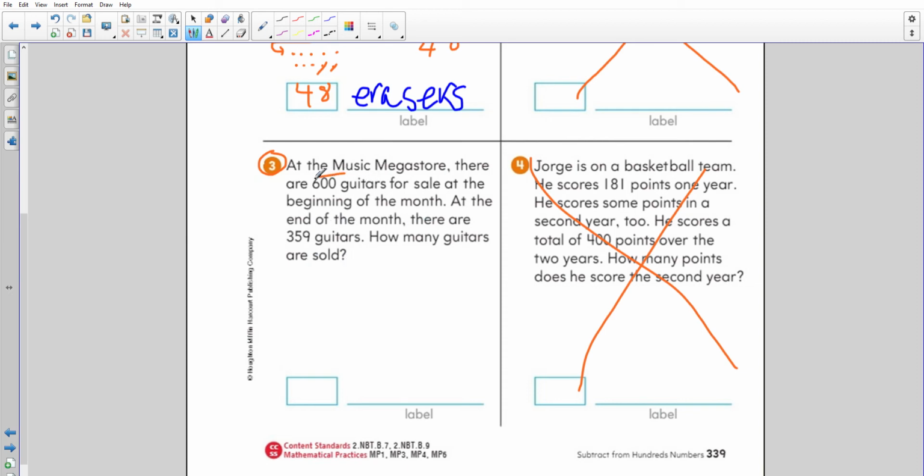Going to my first number, I see there's 600 guitars. I understand this is the beginning of the month. Then I see that there are some that are sold because there must be some when I'm left with 359. So how many guitars are sold? I'm looking for the guitars that are sold.